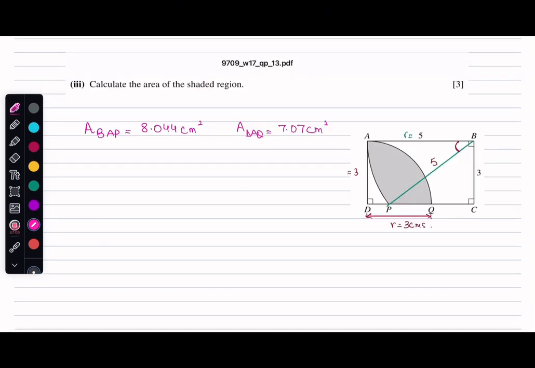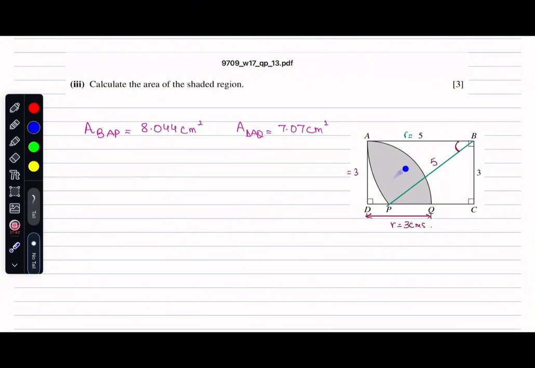The third part of the question says to calculate the area of the shaded region. This is the shaded region that we have, and we shall use the working from part 2, where we found the area of BAP to be 8.044 centimeter square and the area of DAQ to be 7.07 centimeter square.